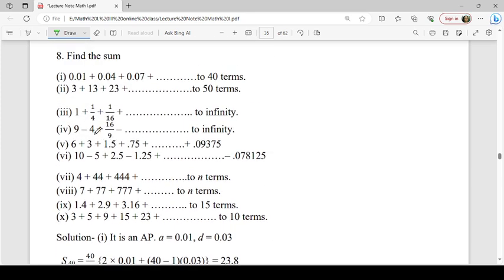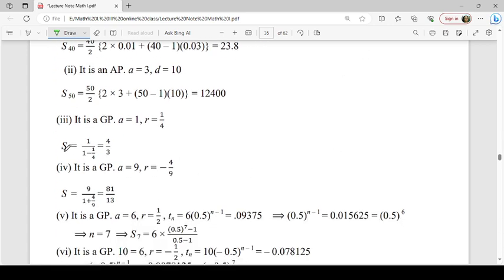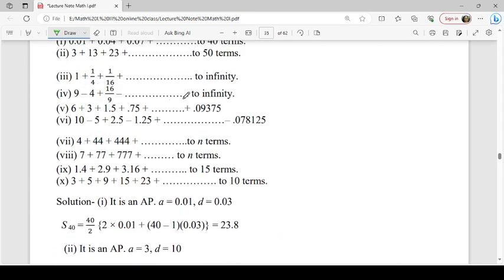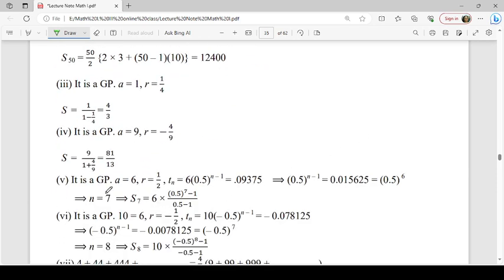Then number 3, it is a GP, 1 by 4 into 1 by 16, and it goes to infinity because R is less than 1. The formula is A by 1 minus R, so it is 4 by 3. Then number 4, this also goes to infinity. Here R is minus 4 by 9, a proper fraction, so it is less than 1, and 1 minus R gives the value.